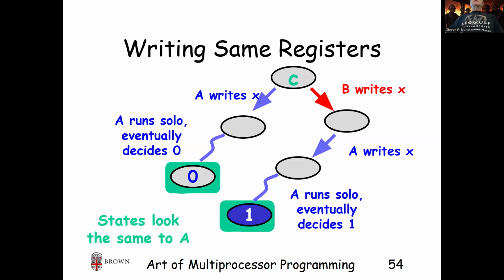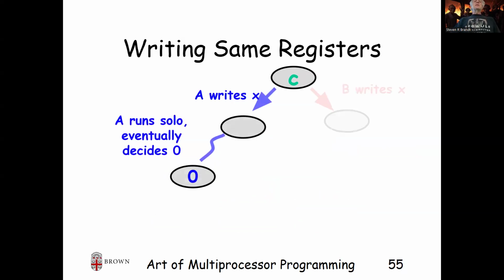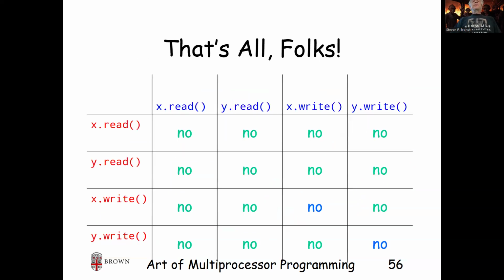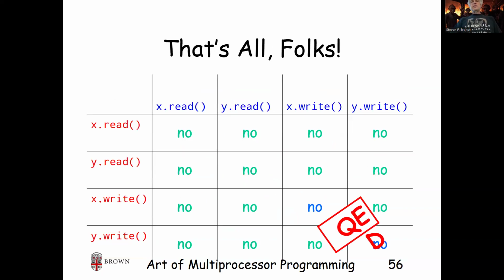So in the end, the states look the same depending on how you try to run it. So what happens is whether we write the same or different registers, we can't do it. And the result, man, I didn't fix the QED.